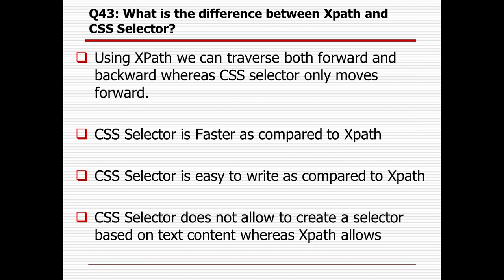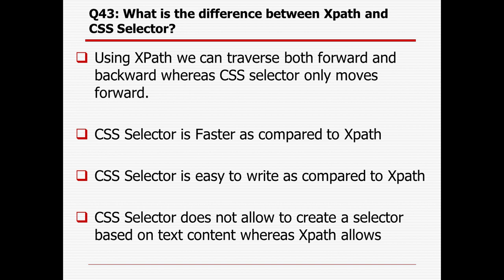What are the differences between XPath and CSS selector? Using XPath you can traverse both forward and backward, whereas CSS selector only moves forward. What does it mean by forward and backward? Suppose you have already created an XPath for a parent. Going from parent to child is possible. Similarly, CSS selector is also possible. But if you identify an XPath for the child, using the XPath you can traverse from child to parent, whereas CSS will not allow it. So backward will not be allowed. Only forward is possible in CSS.